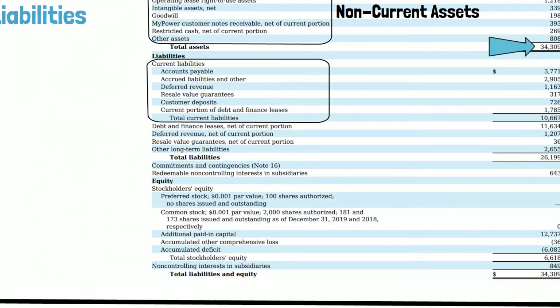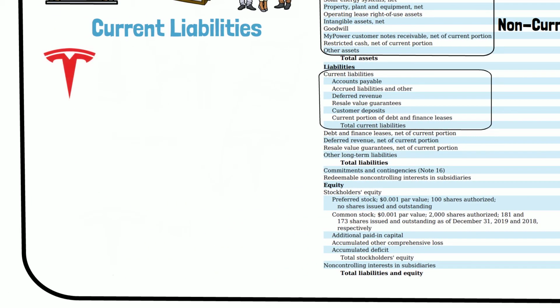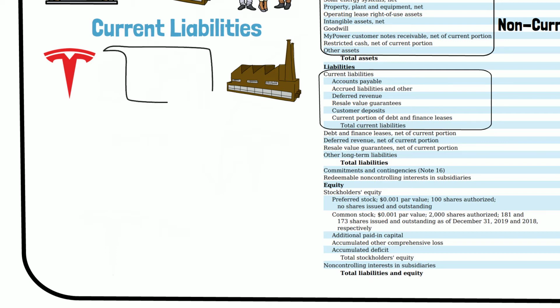Accounts payable is the amount Tesla owes to other businesses or customers for a product or service Tesla has already received. Instead of paying in cash, Tesla paid in short-term credit. Accounts payable is the exact opposite of accounts receivable. When one business has an accounts receivable balance from another business, the other business will have an accounts payable balance to the first business.